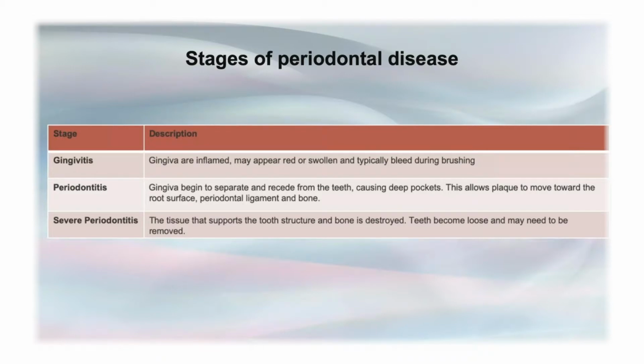Well, it does. If you look at a patient's mouth and the gums are inflamed, if they appear red, swollen, you need to take a photo of that and show the patient. The tissue begins to separate and recede from the teeth. That's periodontitis, and it causes deep pockets. This allows the plaque to move towards the root surface, the periodontal ligament, and towards the bone. And that begins severe disease, and so the tissue that supports the tooth structure and bone is destroyed.